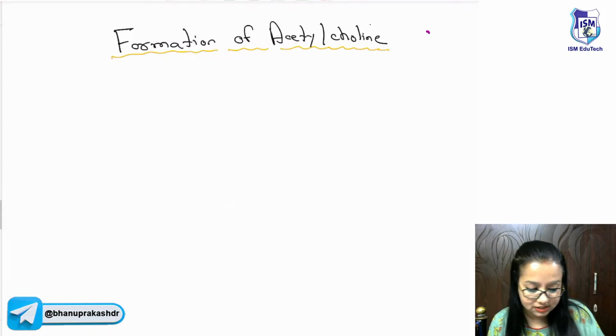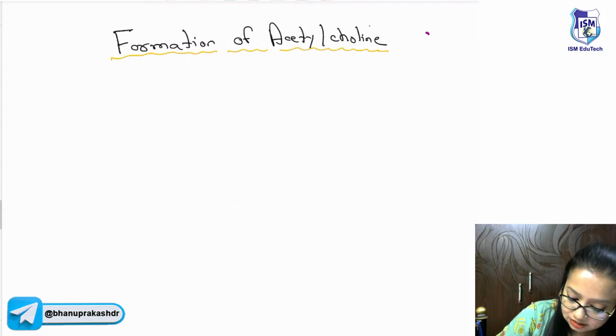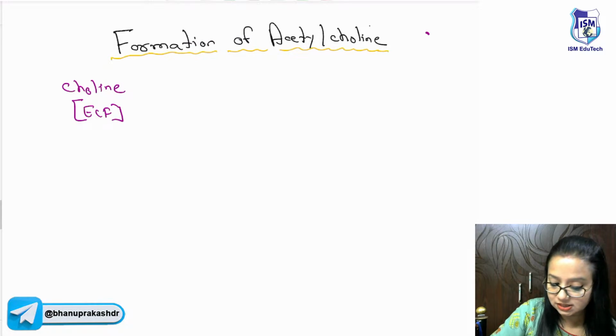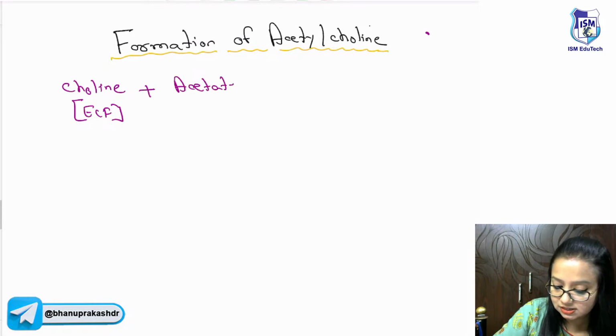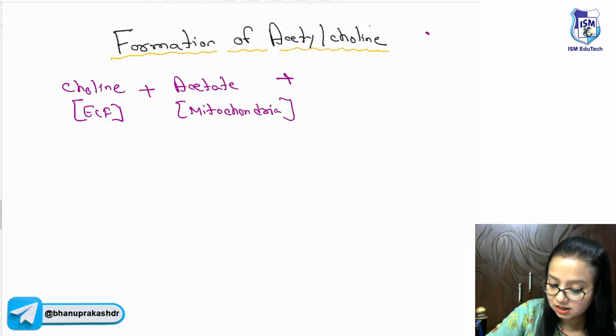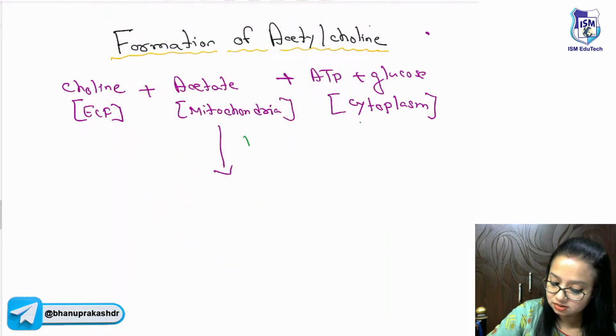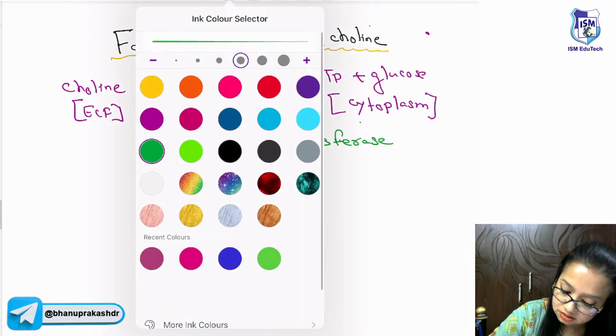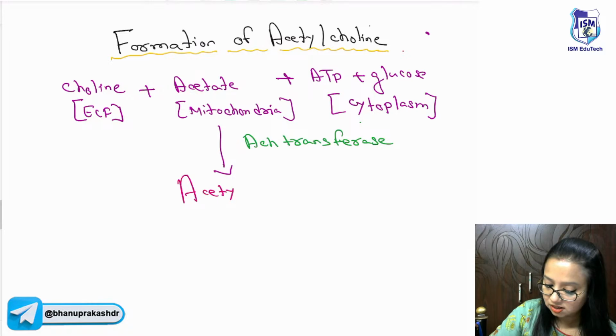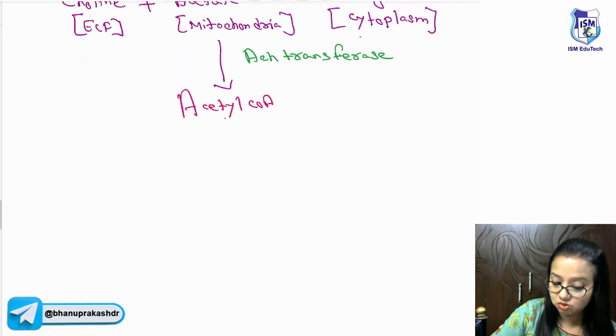So in the formation of the acetylcholine, what happens is that choline from the ECF, plus acetate from the mitochondria, and ATP and glucose both from the cytoplasm, with the help of acetylcholine transferase, forms acetyl-CoA.